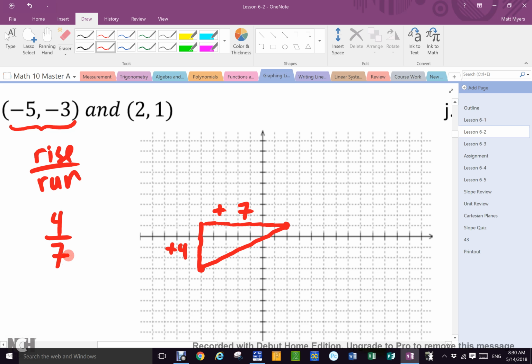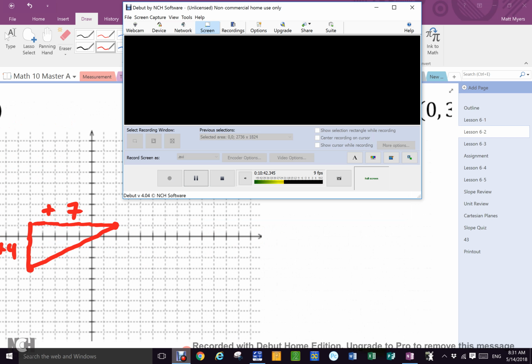4/7. Please understand, slope is not a measurement. This is not 4/7 centimeters or anything like that. Slope is a value. It's not something we measure. Is everybody cool with the difference? Yeah? Okay. You guys do the next one. Go.